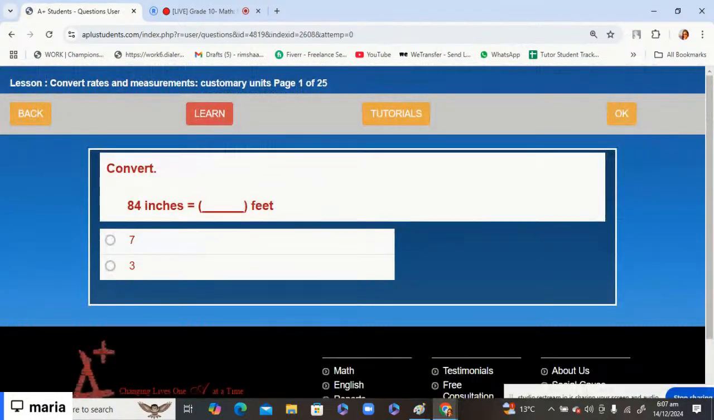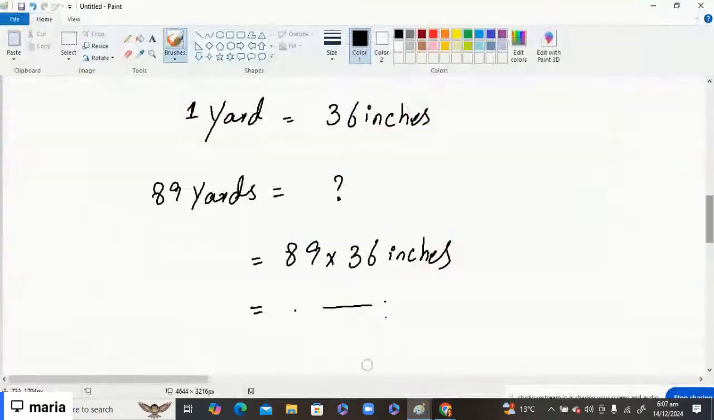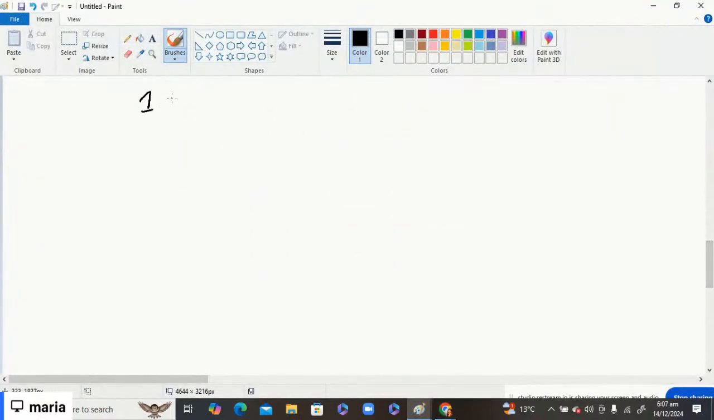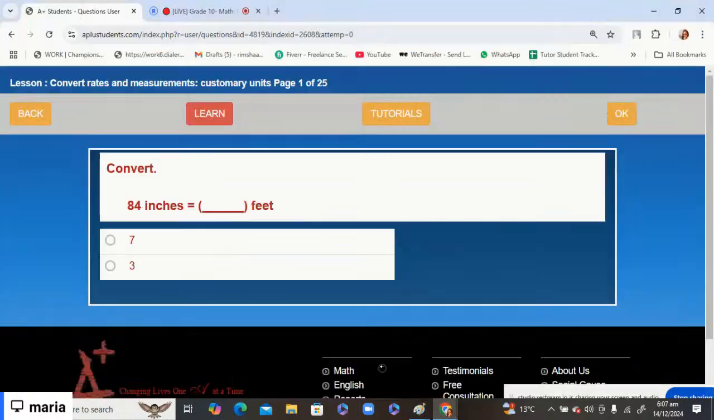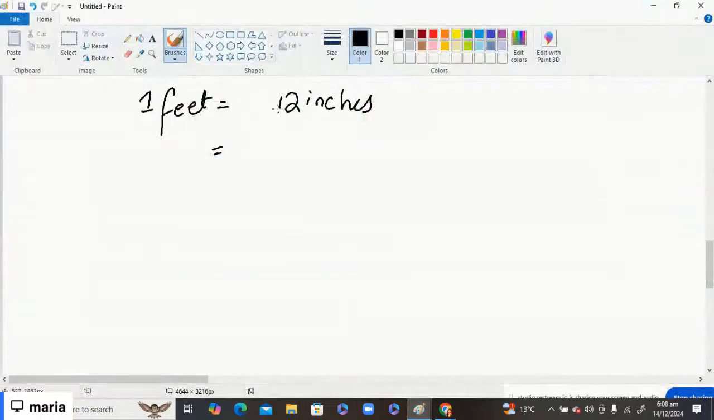Let's do the test questions. Look at the very first question: 84 inches is equal to how many feet? Now here are the feet and the inches. As we know, 1 foot is equal to how many inches? 12 inches. Now how many inches are given? 84 inches are given. So if 84 inches are given, it equals how many feet?